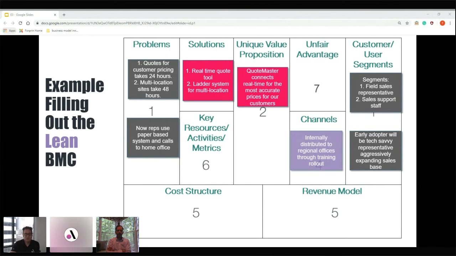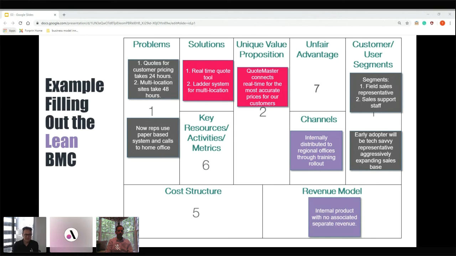The channels we used: this was going to be internally distributed through regional offices. So even though it was an internal product, we still had to think in terms of marketing and adoption and how we were going to get it in the hands of the salespeople. So there was a marketing plan that was created through a rollout training. That was the channel we used.